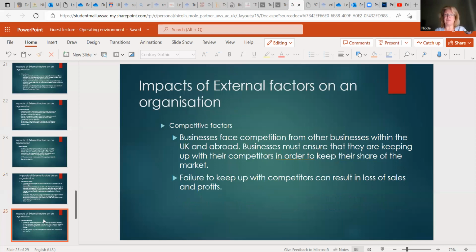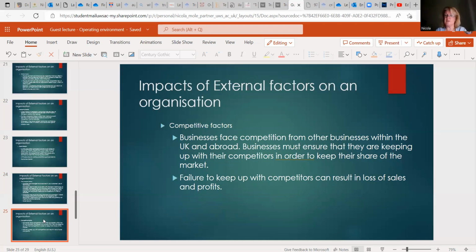All right, competitive factors. So businesses face competition from other businesses within the UK and abroad. So businesses must ensure that they are keeping up with their competitors in order to keep their share of the market. So you want to know what your competitors are doing, all right? So you want to know, are they updating their products in response to consumer demand? Are they discontinuing products? You need to be fully aware of what's happening in the market so that you too can provide the right goods and services at the same time.